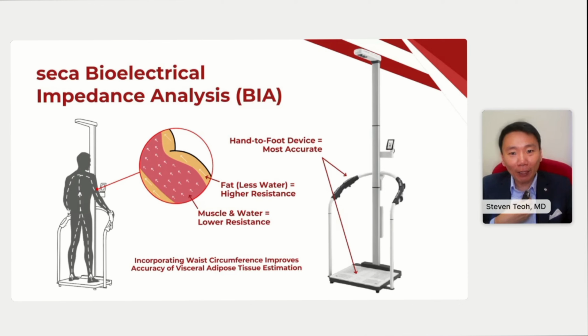And another practical point from my clinical experience using the seca mBCA 555 is the importance of entering the waist circumference data into the whole picture. This helps improve the estimation of VAT, the visceral adipose tissue, the fat that is really important for us to look at.